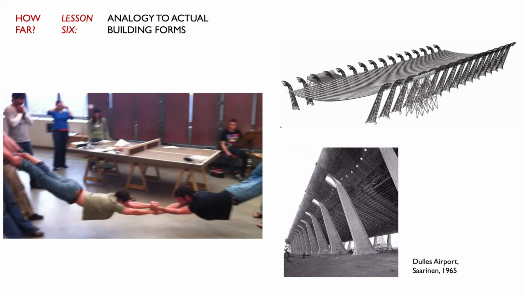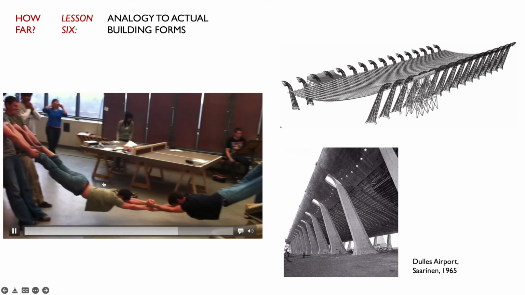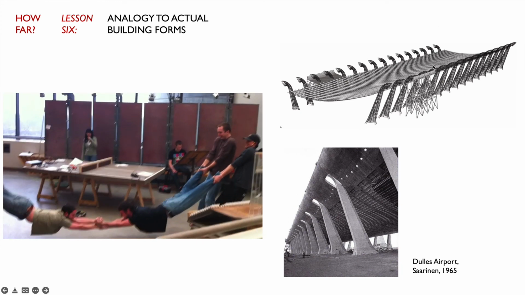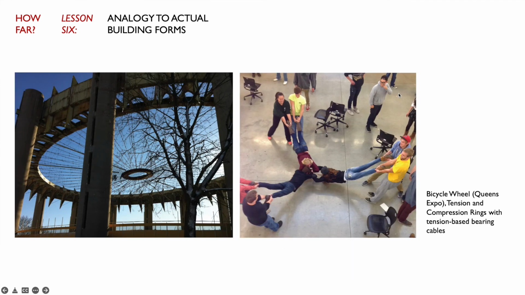In this one, the way that they're standing back to the side, you have a long span of tension right there, which is exactly analogous to the Dulles Airport and the angle of those supporting columns at the Dulles Airport. Or in this case, where they're actually trying to mimic a bicycle wheel, this one at the Expo grounds in Queens, you have a compression ring around the outside and a tension ring in the middle. And the difficulty here is you can't really have a compression ring.